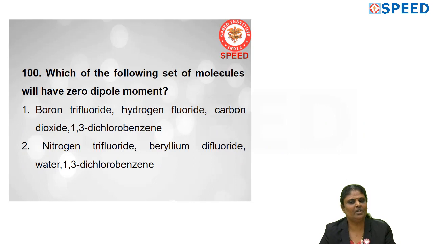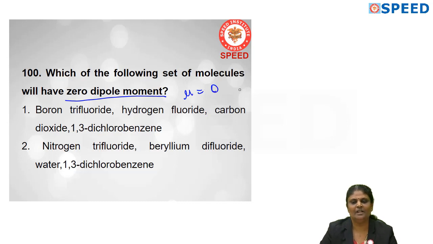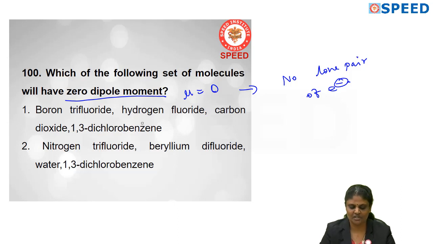And then, which of the following set of molecules will have 0 dipole moment? Boron trifluoride, hydrogen fluoride, carbon dioxide and 1,3-dichlorobenzene are given. Here dipole moment is equal to 0, which means there is no lone pair of electrons present in this structure. That only gives the dipole moment value 0. I think the third option is the correct one.